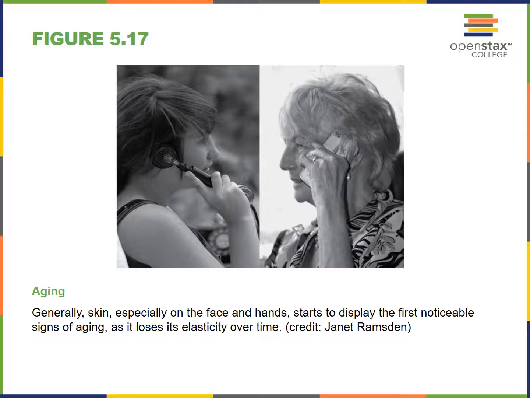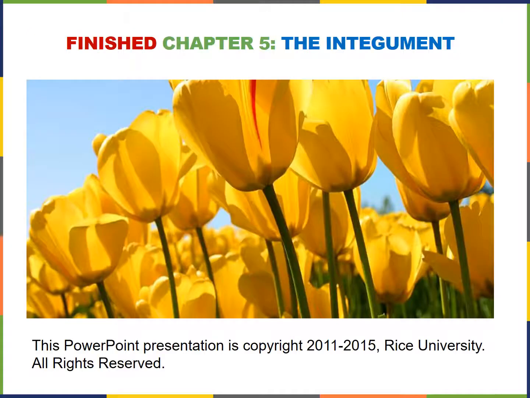Aging. Generally, the skin, especially on the face and hands, will start to display the first signs of aging. It loses its elasticity over time, and we get the chin hanging down and skin underneath the arms hanging down. We have a loss of collagen fibers. There's a way to try to postpone some of this with being properly hydrated, good nutrition, and watching sun exposure. There you go. That's Chapter 5, the integument.